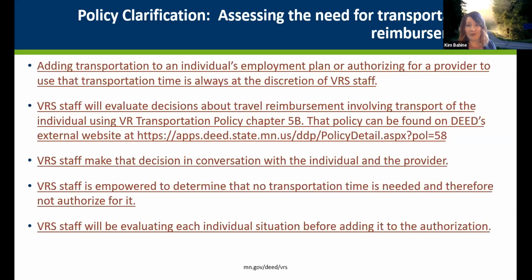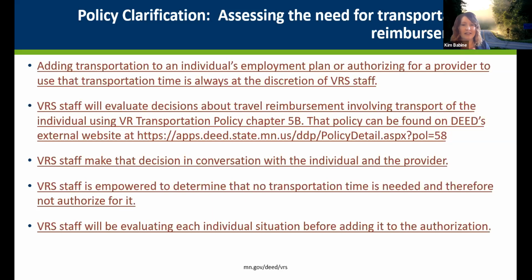And it's important for you to know that we have program policy for VRS staff to follow that they will be looking at when they are making decisions about travel reimbursement involving transport of the individual. So when the person's in the car, there's a policy that they need to look at and information about how to make that decision and how to come to that evaluation in our policy. And that's posted online, and I have a link there, or a link went out in a communication that I sent week before last, I think.